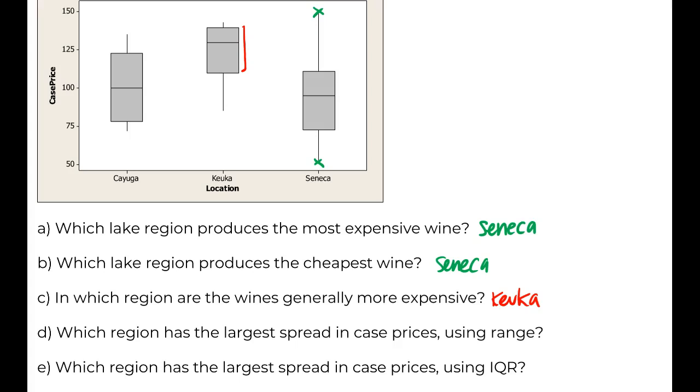Largest spread using the range. Well, we're back to Seneca, right? Max and min are the highest for both there. So we're in Seneca. And then the largest spread using IQR. Visually, IQR is just talking about the box section of a box plot. And we can see that Cayuga has the largest or longest box and therefore the largest IQR.